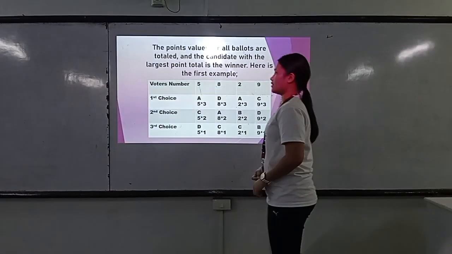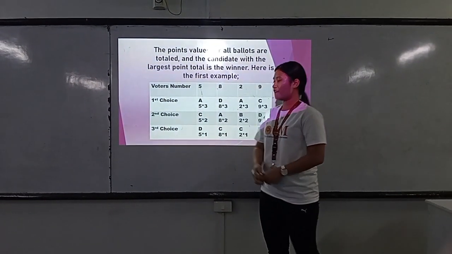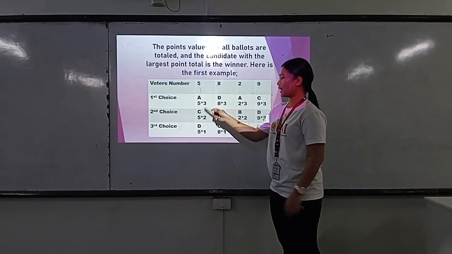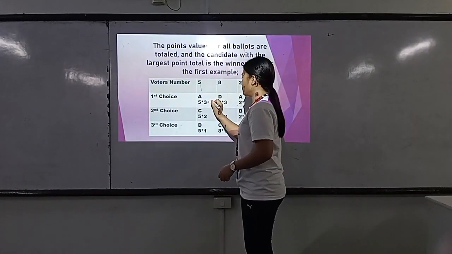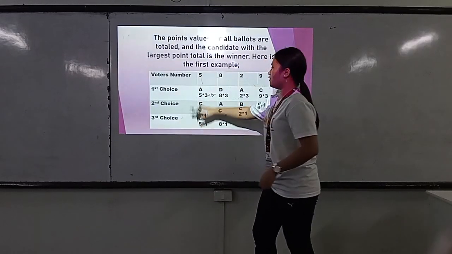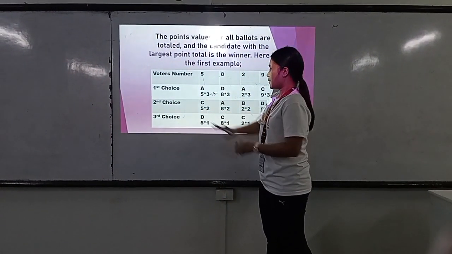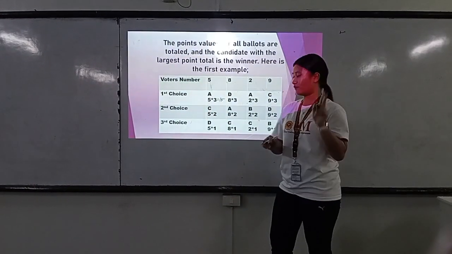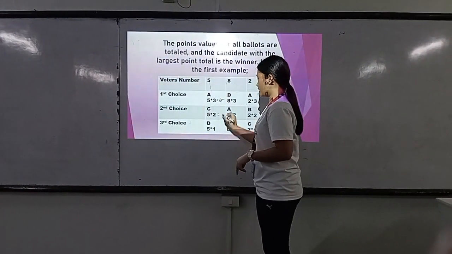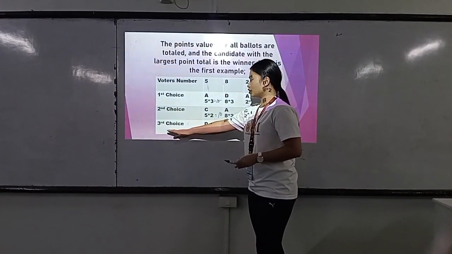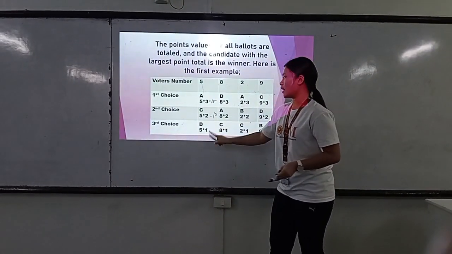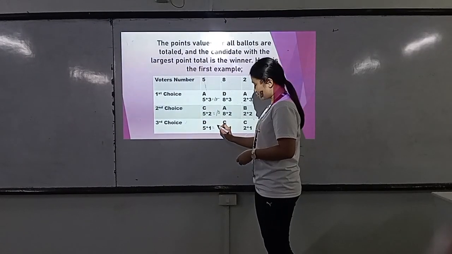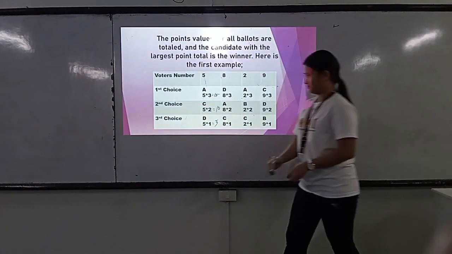As I said, the first choice has an equivalent of 3. So the 5 voters will be multiplied by 3. This equals 15. And the 5 voters will be multiplied by 2 since the second choice is an equivalent of 2, so it is equal to 10. Then the third choice has an equivalent of 1, so the 5 voters multiplied by 1 equal 5.